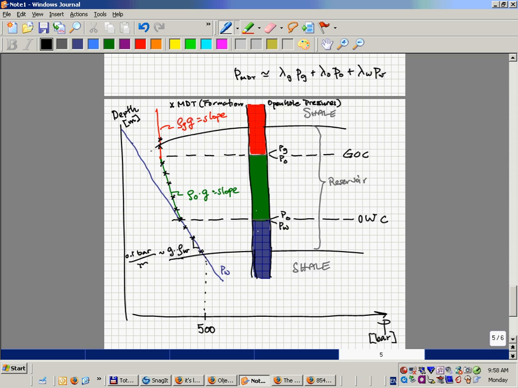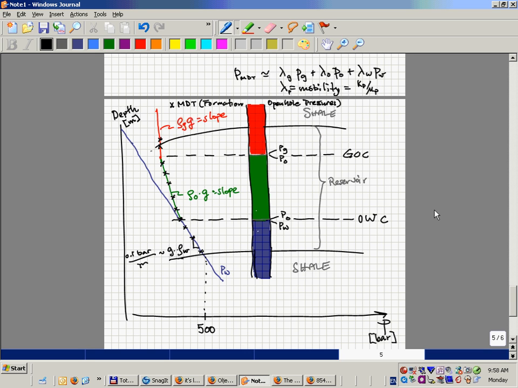By the way, this is mobility, which is permeability of the phase over the viscosity of the phase. So the phase mobility is its permeability divided by the viscosity.